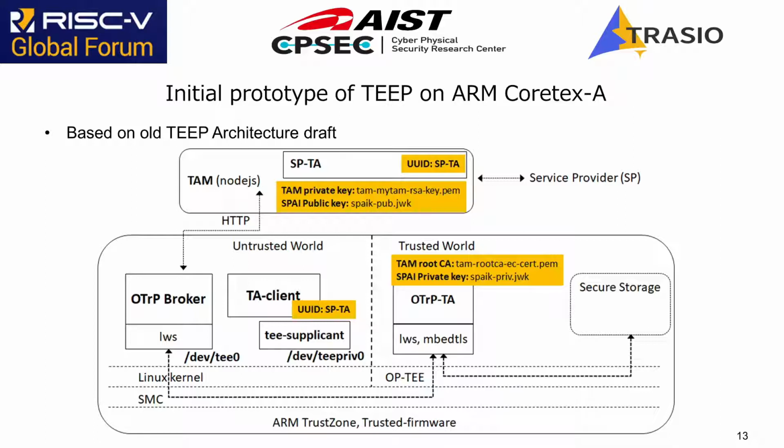And then in this draft, it's called SPTA, but the TA is going to be sent to the OTRP broker, and then the OTRP broker will handle the HTTP packet. And then it was sent to the OTRP TA, storing the SPTA in the secure storage. The next message from the TAM will be sent from the OTRP broker to the OTRP TA, executing the SPTA inside the secure storage. Then the next message from the TAM goes from the OTRP broker to the OTRP TA, deleting the SPTA in the TEE.